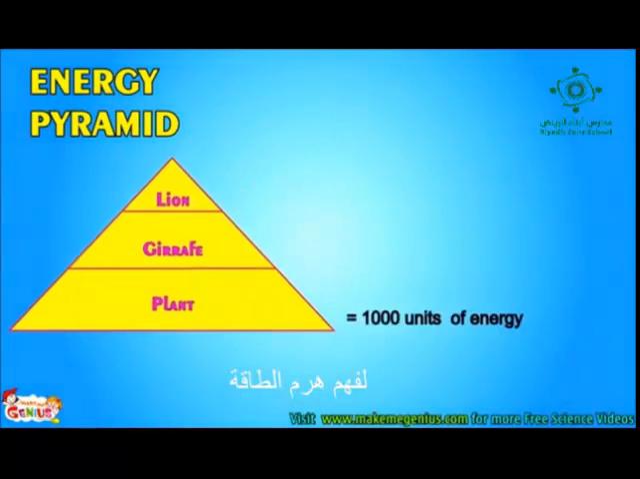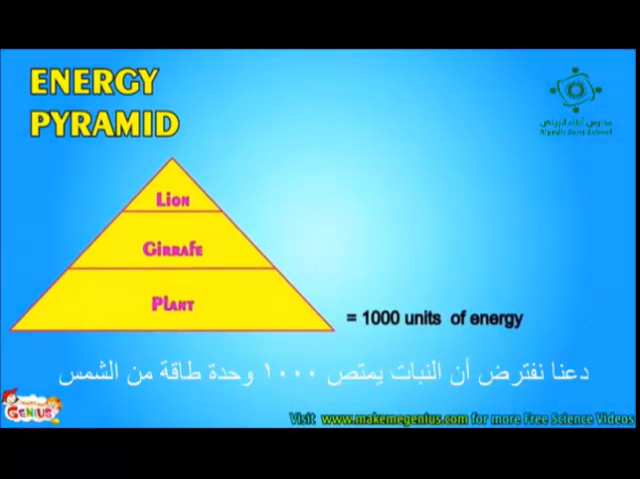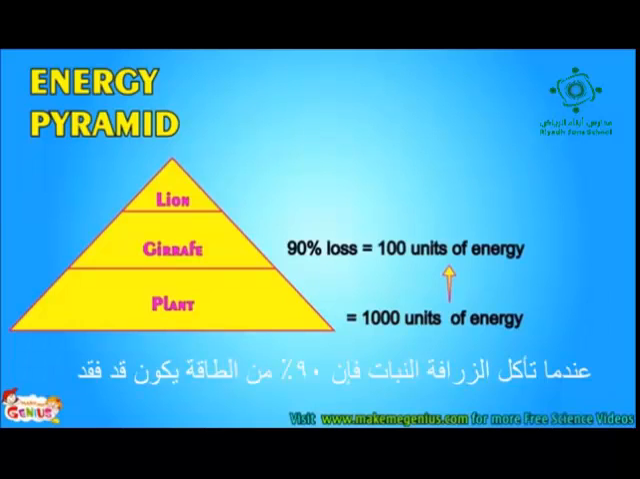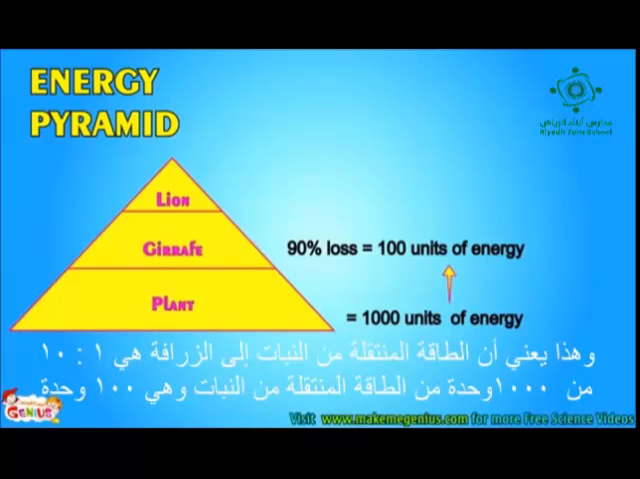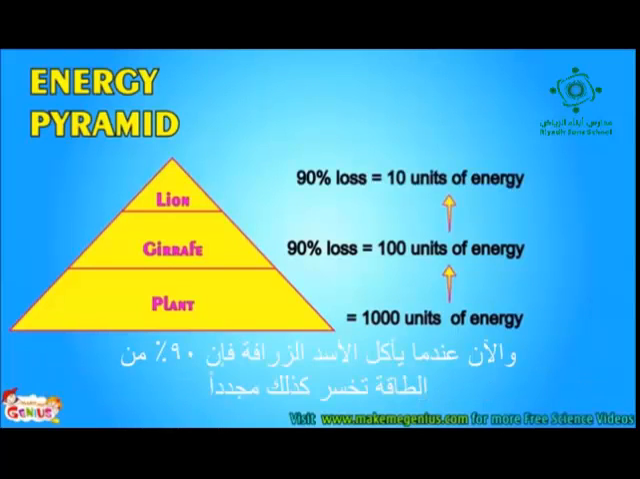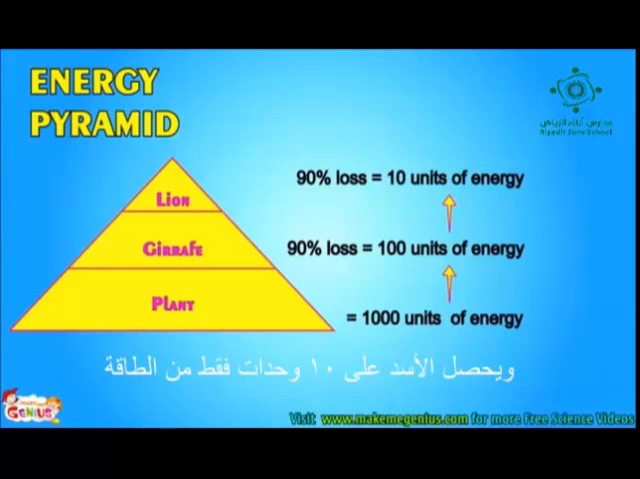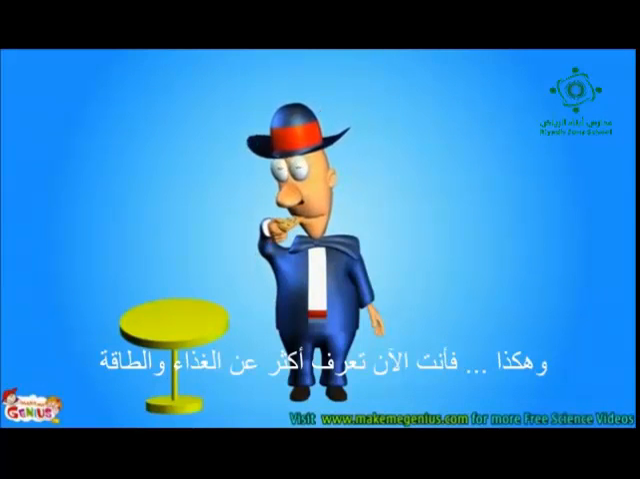To understand the energy pyramid, let's assume plants absorb 1,000 units of energy from the sun. When the giraffe eats it, 90% of energy is lost, so the giraffe only gets 10% of energy. This means energy transfer from plant to giraffe is 10% of 1,000 units of plant energy, which is 100 units. Now when the lion eats the giraffe, 90% of energy is again lost, and the lion gets only 10 units of energy. So, now you know more about food and energy.